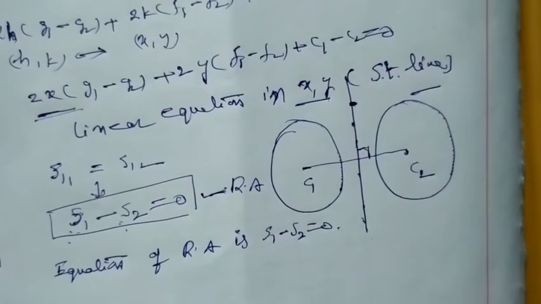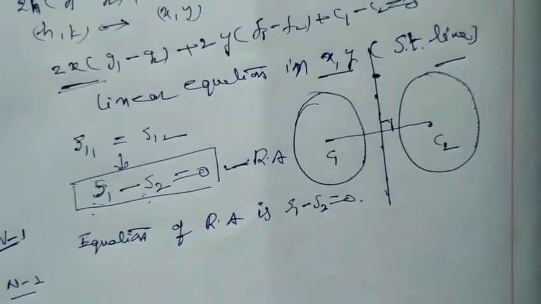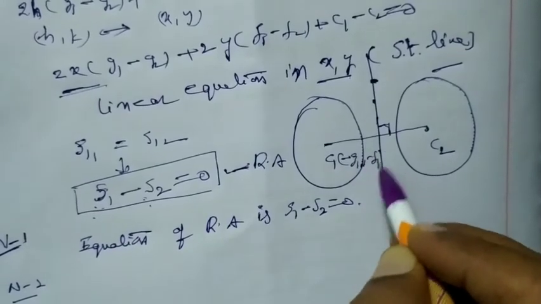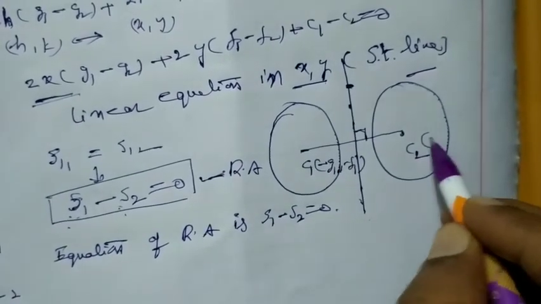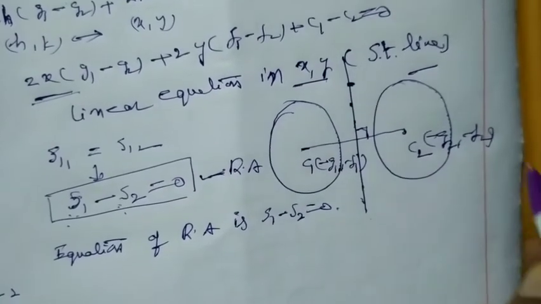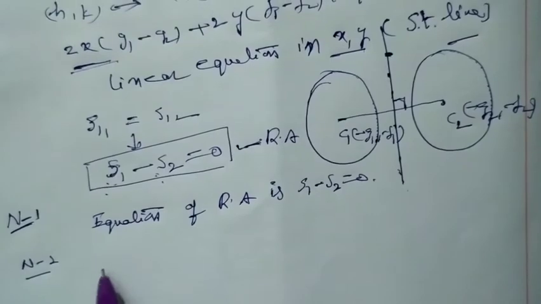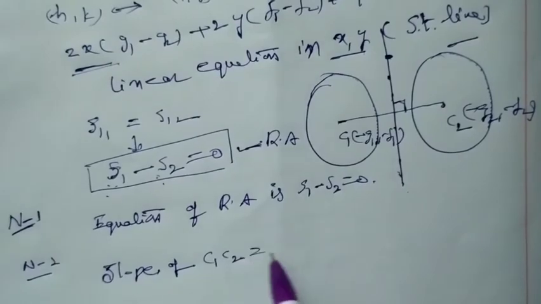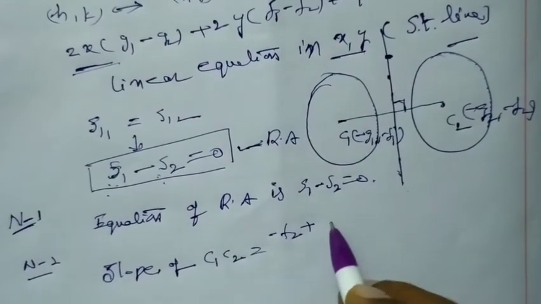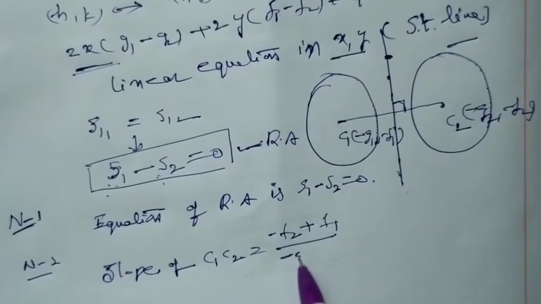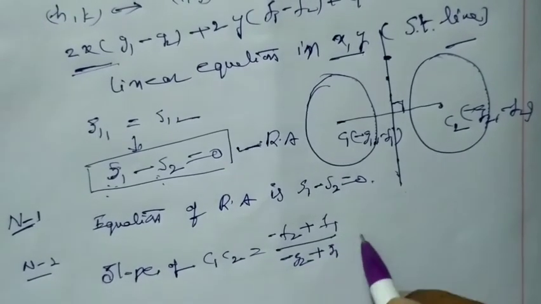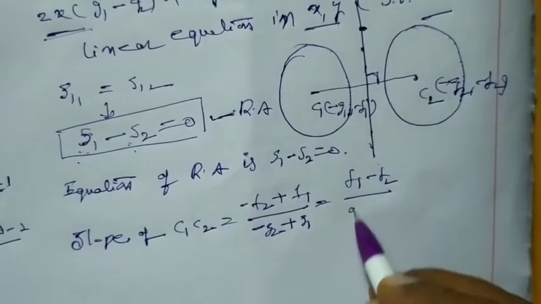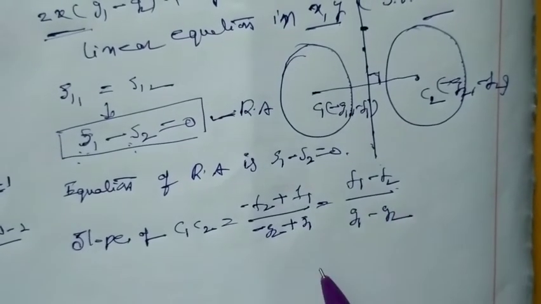Radical axis is always perpendicular to the line joining the centers. Suppose the first circle S1 has center (-g1, -f1), and the second circle has center (-g2, -f2). Then the slope of C1C2 is (-f2 - (-f1)) / (-g2 - (-g1)), which is nothing but (f1 - f2) / (g1 - g2). This is the slope of C1C2.